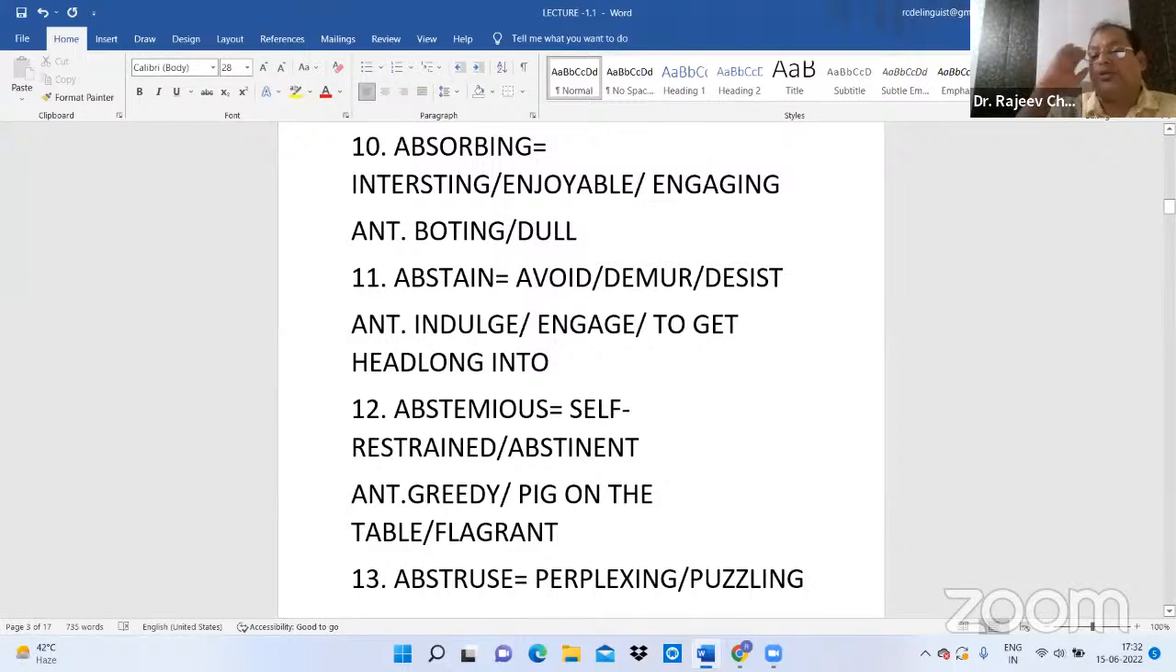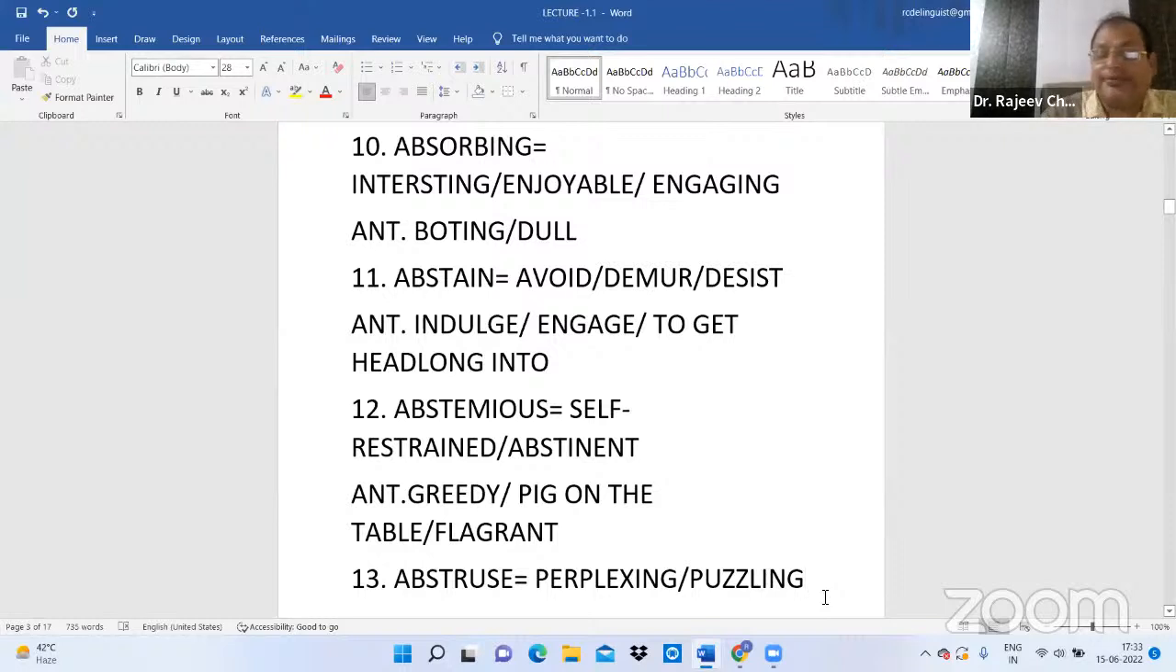Abstruse expression, abstruse writing, abstruse article. Abstruse behavior, like this, you can collocate words. Like, sir, he's a very abstruse person that we cannot understand. Yeah, he is such an abstruse person who is beyond us. We cannot understand that person. So like this, you can use the word abstruse also.